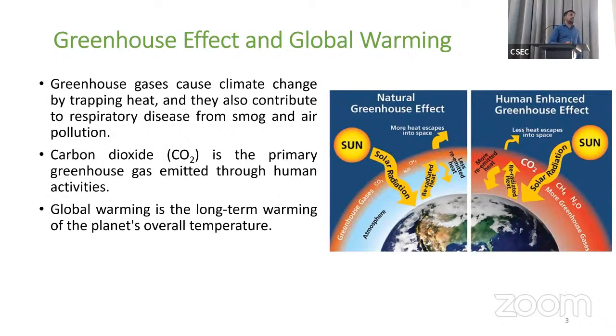As you can see in the natural greenhouse effect, most of the solar radiation from the sun is re-radiated and escapes into space. But under the human enhanced greenhouse effect, because of these greenhouse gases, less heat escapes into space. Because of that, we have an effect called global warming. Global warming is the long-term warming of the planet's overall temperature.